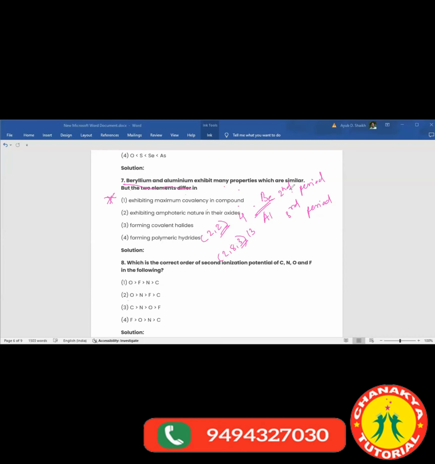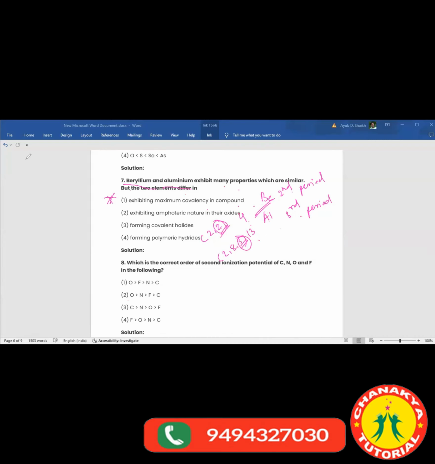Got it? How to find it? Beryllium is in the second period, aluminium is in the third period. Beryllium's atomic number is 4. Aluminium's atomic number is 13. If you write its electronic configuration, it will be 2, 2 for beryllium, and 2, 8, 3 for aluminium. What will you come to know? Valency of beryllium would be 2 and valency of aluminium would be 3. And hence they differ in their covalency, exhibiting maximum covalency in a compound. Fine. They have a diagonal relationship and hence they show more similarities in their properties. That too you have to keep in your mind.